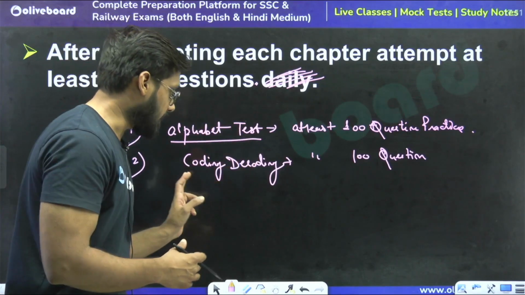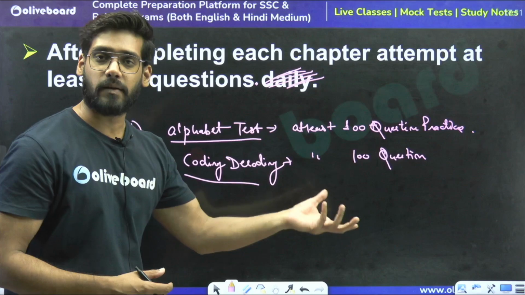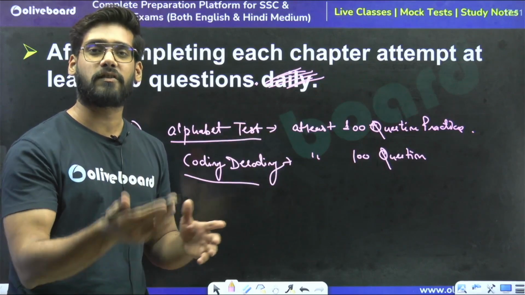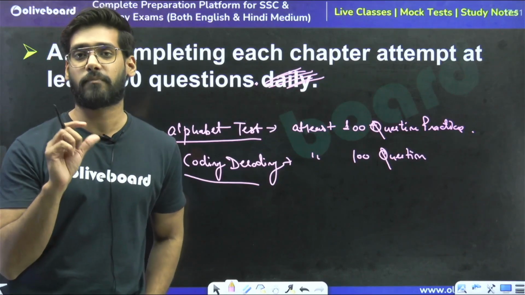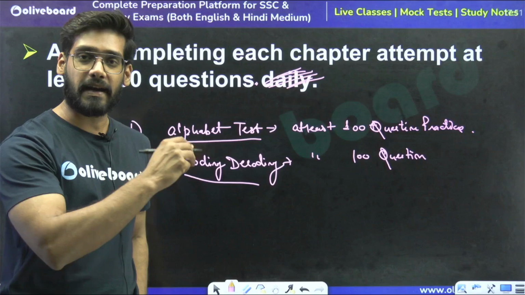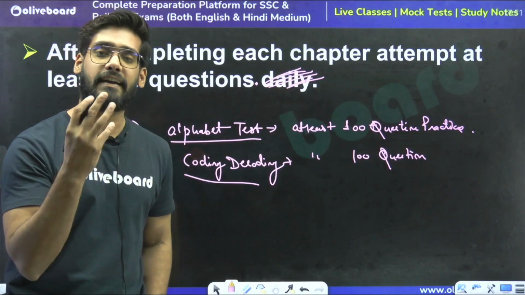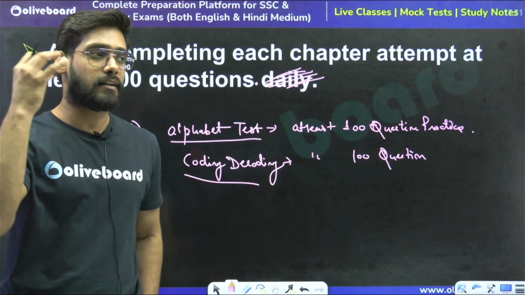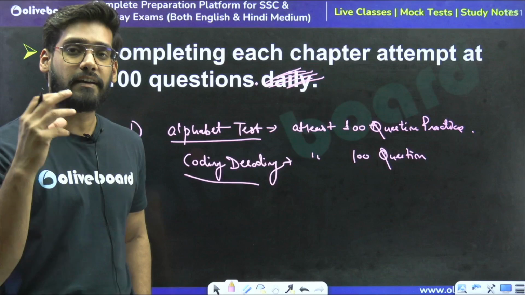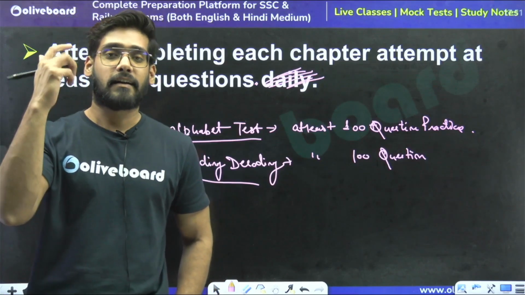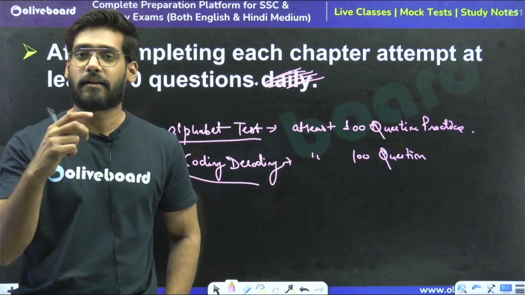Remember this thing. Then you have completed coding-decoding. Then suppose you have completed the chapter inequality, syllogism, counting of figures. You have to attempt at least 100 plus questions from that chapter in order to maintain the speed, accuracy, and get the concepts written in your mind properly, permanently, not temporarily. We need to permanently write all the concepts and tricks in our mind.